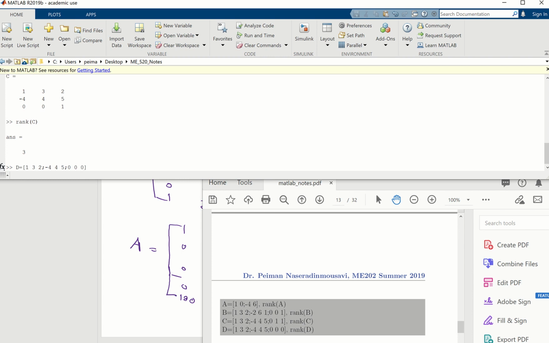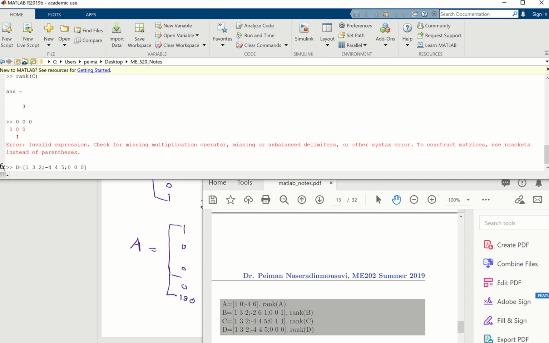I'm going to talk about these in the next class tomorrow. It's very important, the inverse of a given matrix.